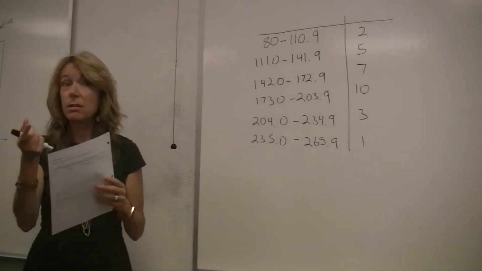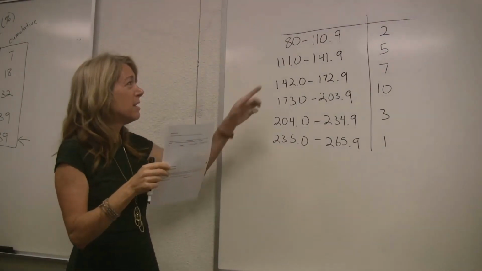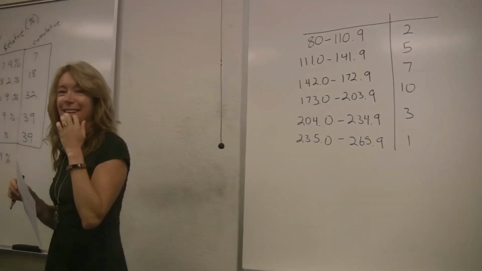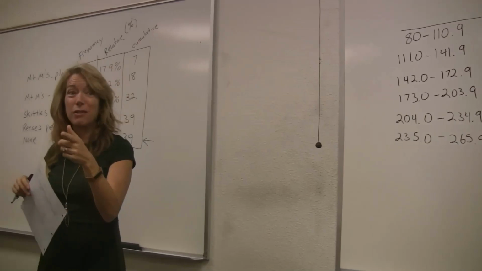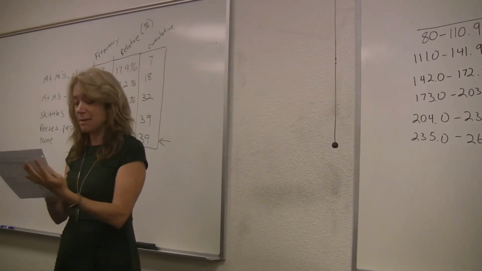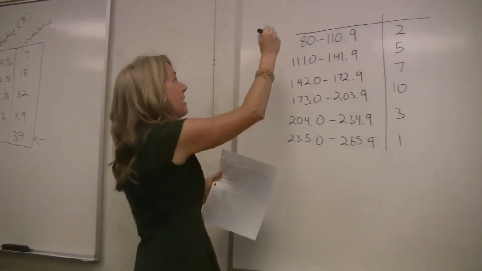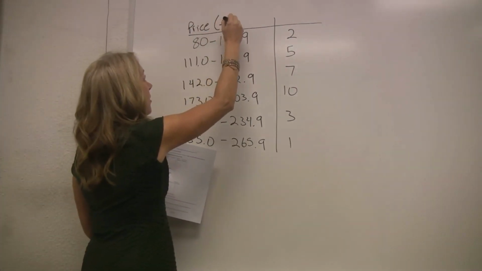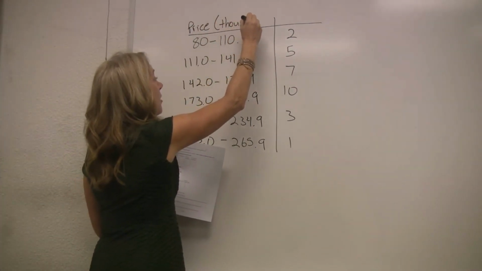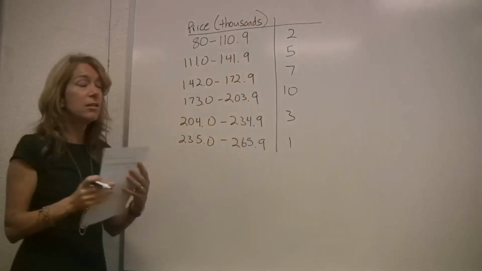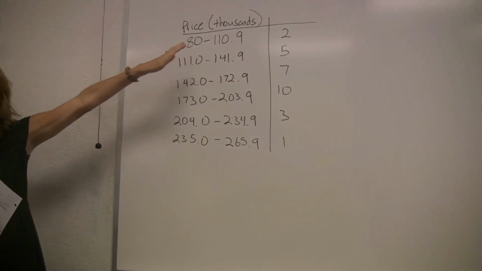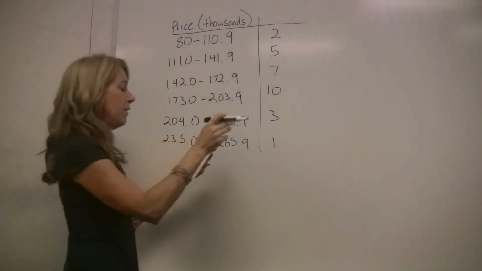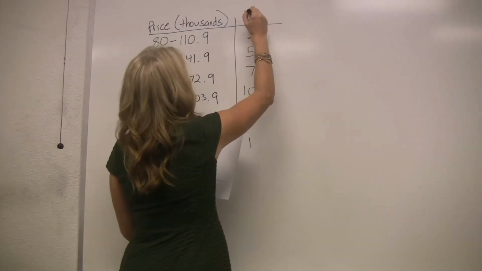She's right, but we need to be even more specific because I don't think anyone bought a house for $80. It's in thousands. Aha, so we need to make sure we're real clear. See where it says in thousands? Price in thousands? So now the 80 means $80,000. And over here we have frequencies.